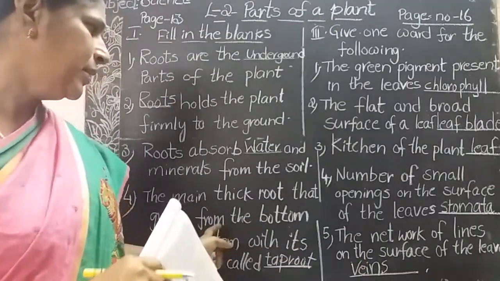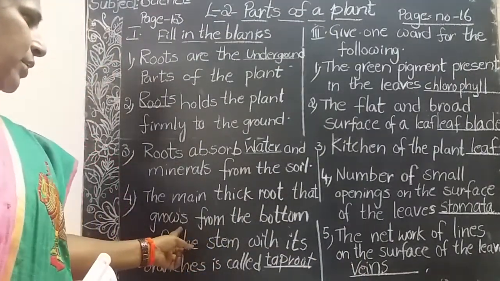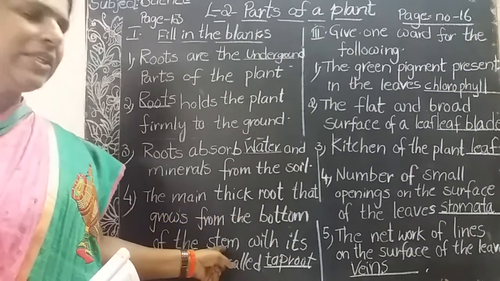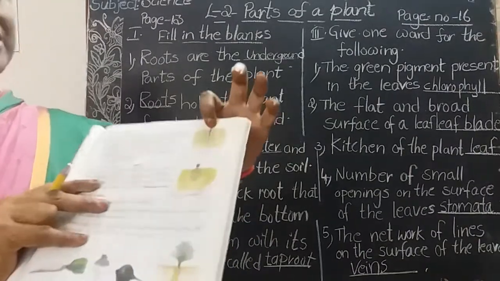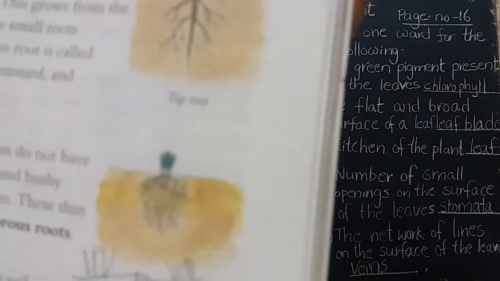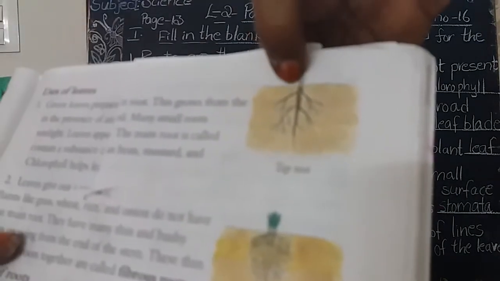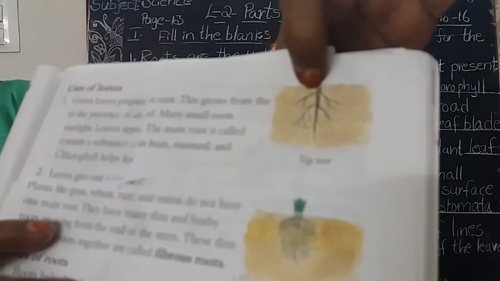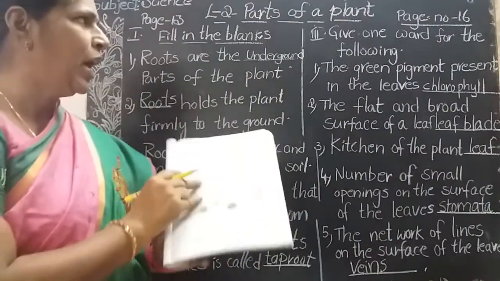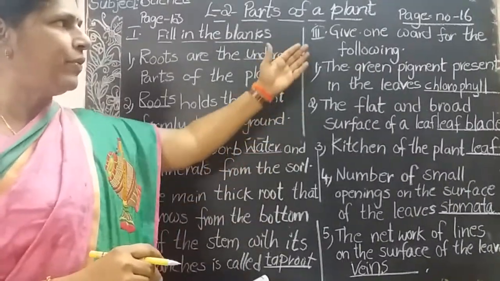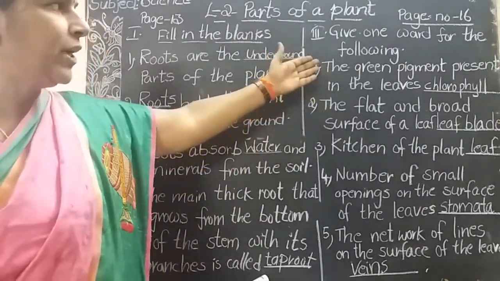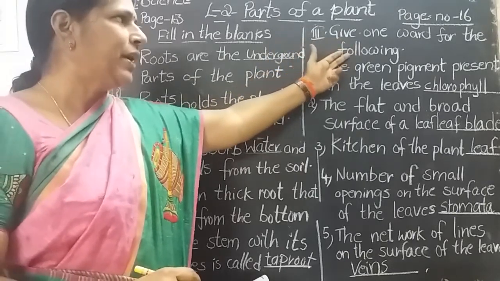And that grows, see here, from the bottom of the stem. Means this is the stem. Root grows from the bottom of the stem, lower end of the stem. Is it clear? Now give one word answers for the following. Okay, look at the board. Give one word for the following.